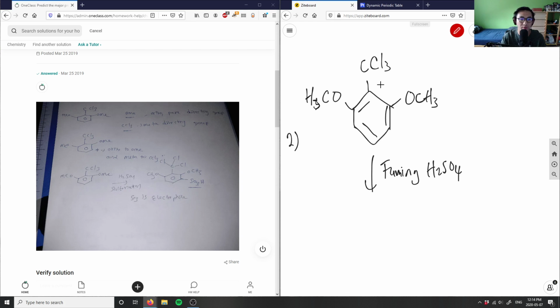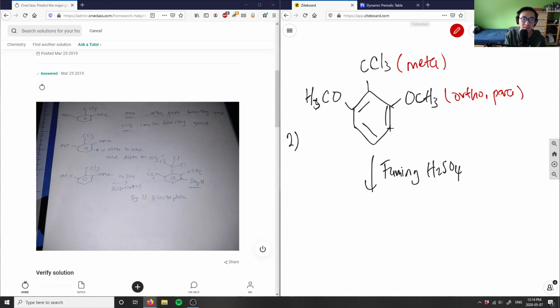And the reason why we have that is because we have, again, two electron directing groups. We have two unique ones: one CCl3 and one that's an OCH3. And we know that this one here is a meta directing group, right? This one's meta, and OCH3 here is ortho and para.